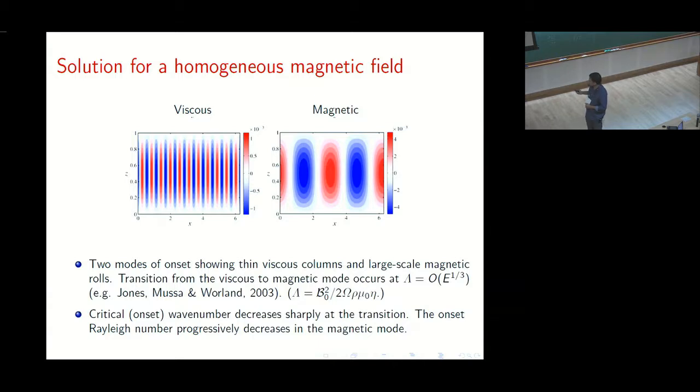And here we have two modes. One is the viscous, which is thin, tall, thin columns, and the other is magnetic rolls. And this transition occurs at an Elsasser number, which is essentially the square of the dimensionless magnetic field. It occurs at order Ekman to the 1/3. Now, this is a very famous result, and it dates back to the 70s. And this is one of the examples. And there is a wave number which decreases sharply at this transition. So there is a viscous to magnetic mode transition.